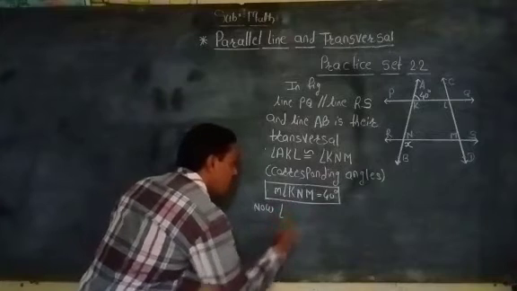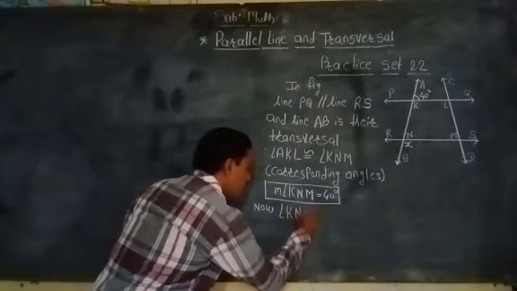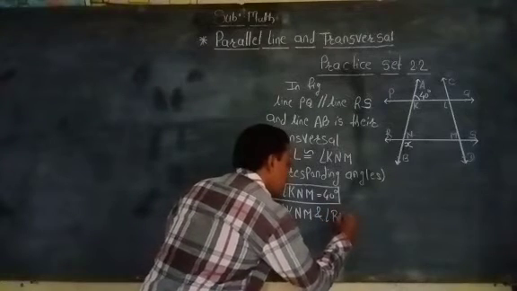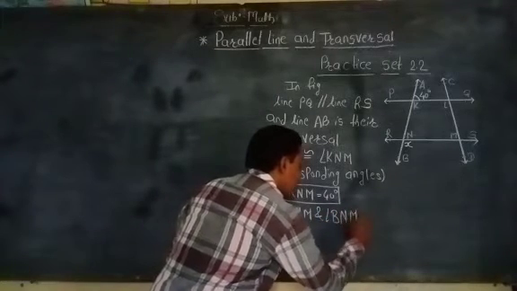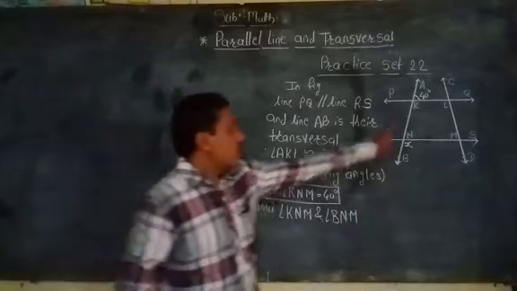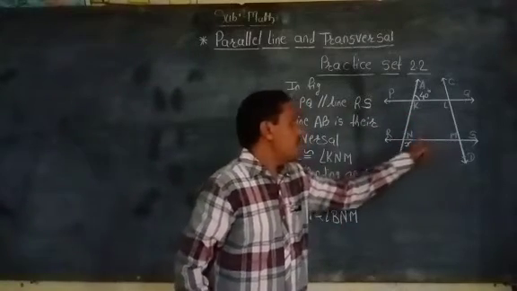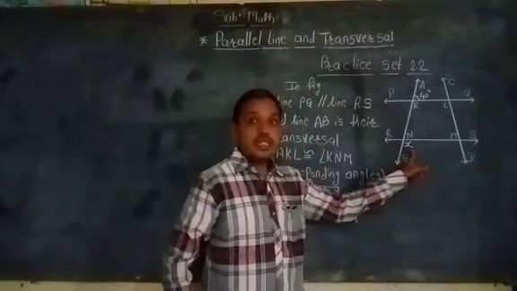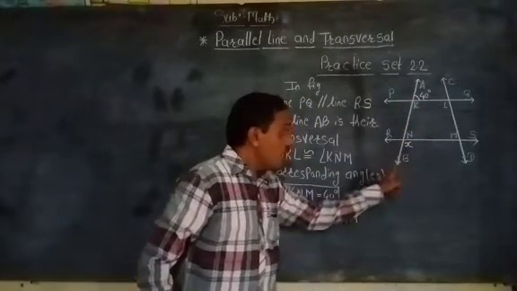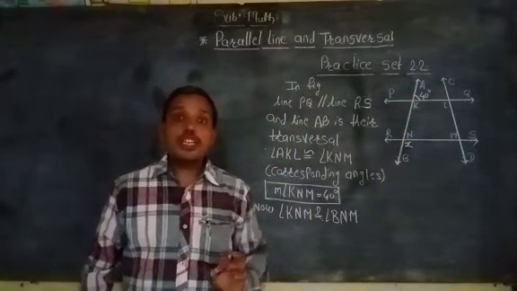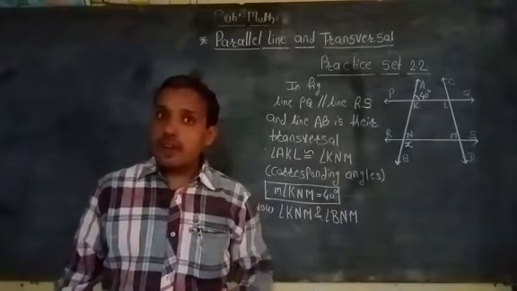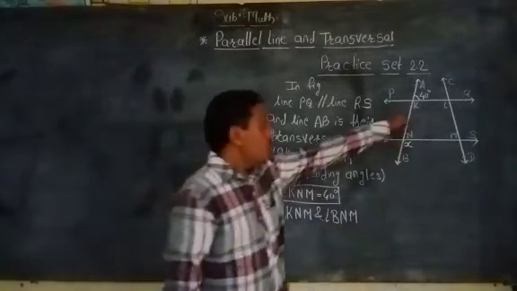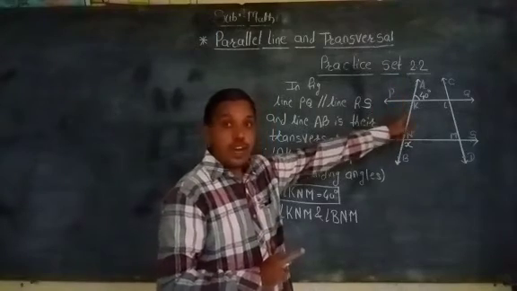Now angle KNM and angle BNM, that angle KNM, that means this angle, and BNM, that means this angle, they are made on a line AB. That means they are a linear pair of angles, angle KNM and angle BNM. Let us see the diagram.